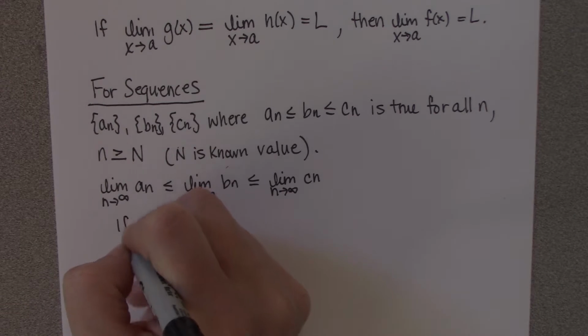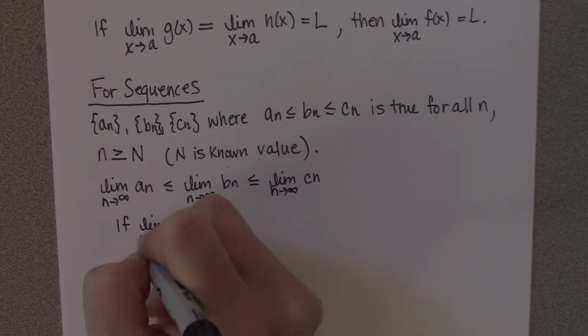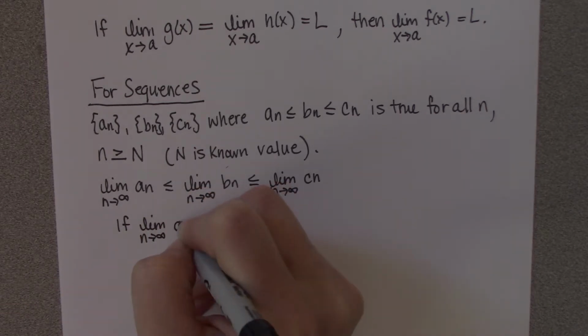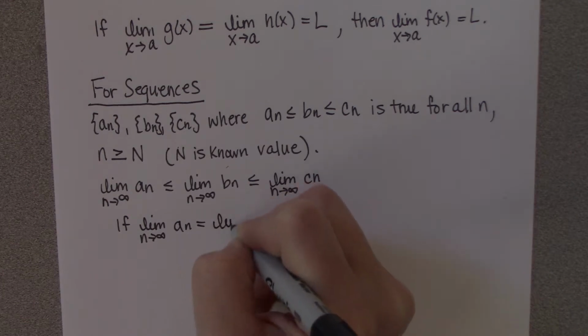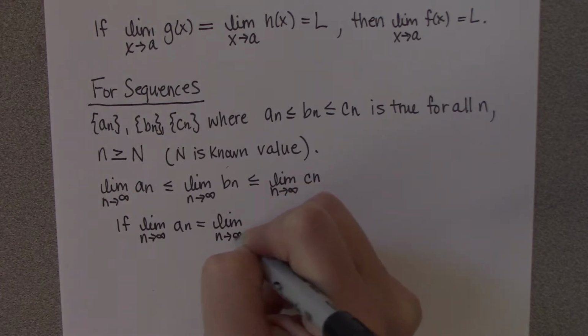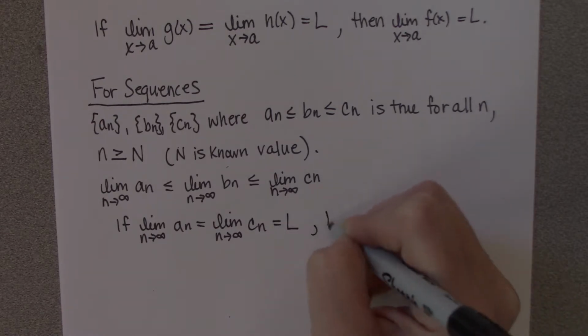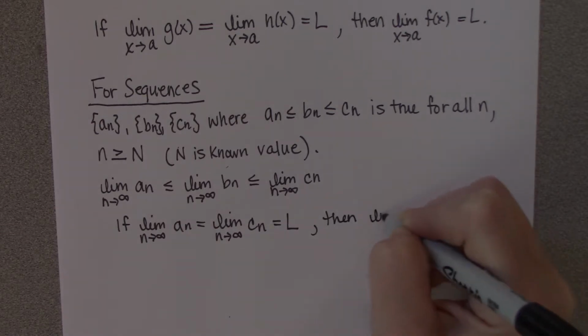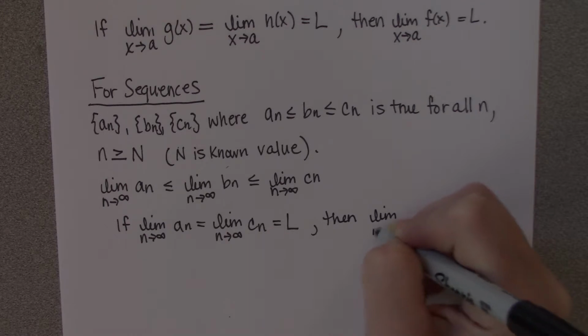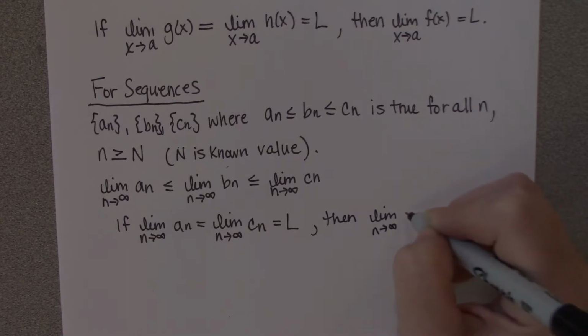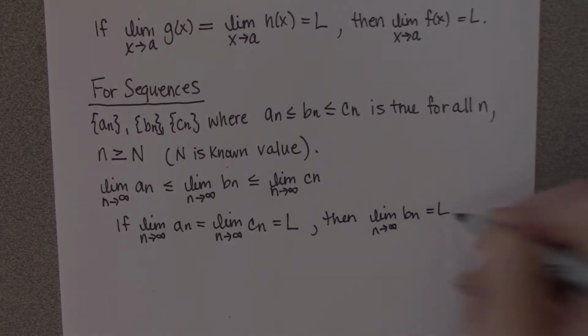And then I think it's obvious where this is headed. If the limit of a sub n equals the limit of c sub n, then we've squeezed the middle sequence, I keep wanting to say function today. We've squeezed the sequence in between those two values, so its limit also has to be L.